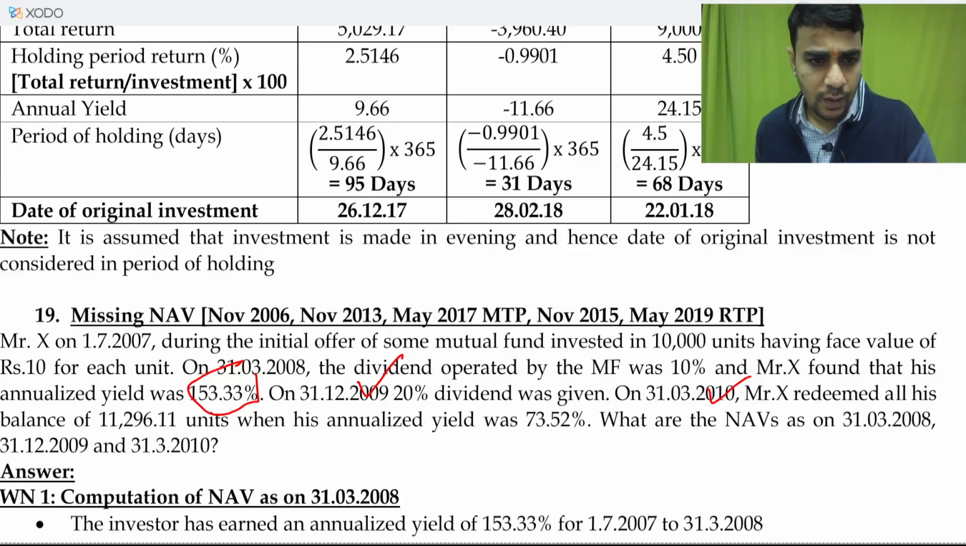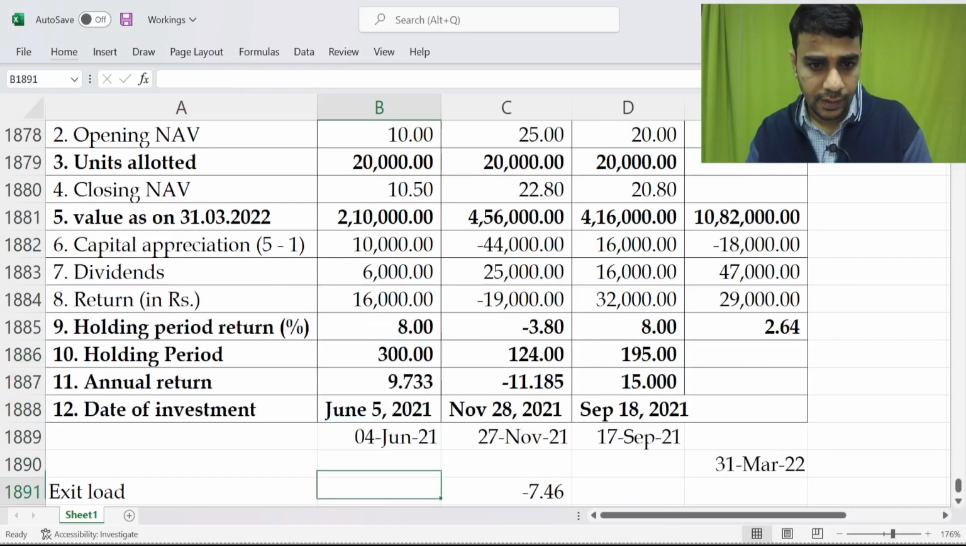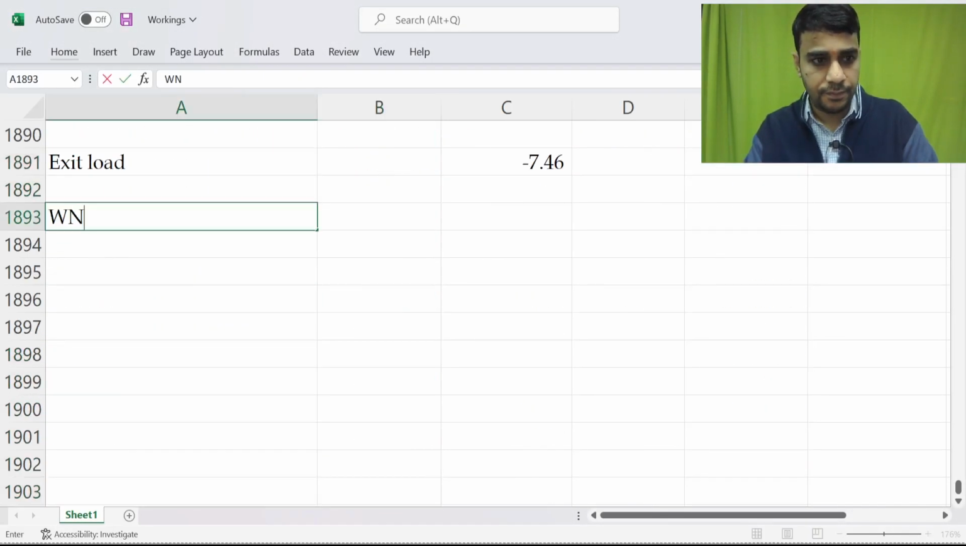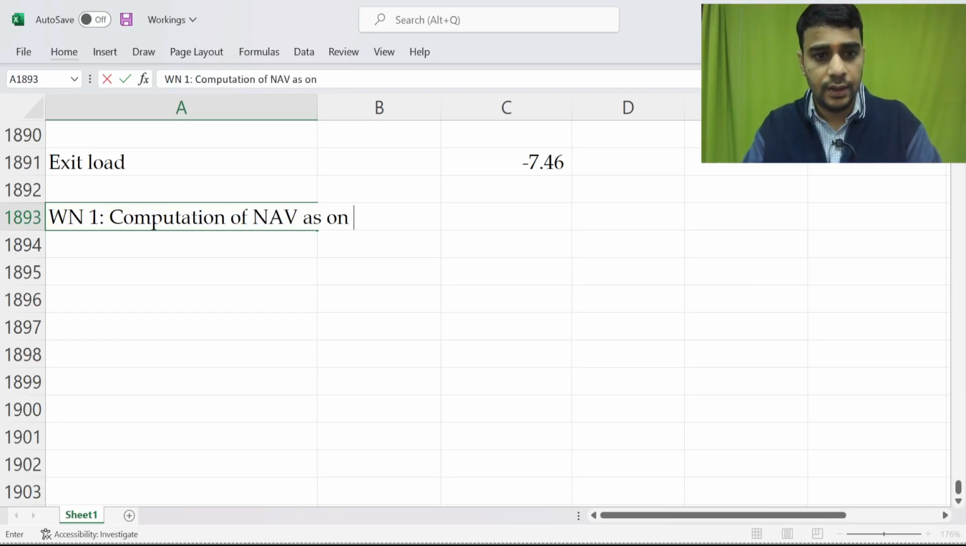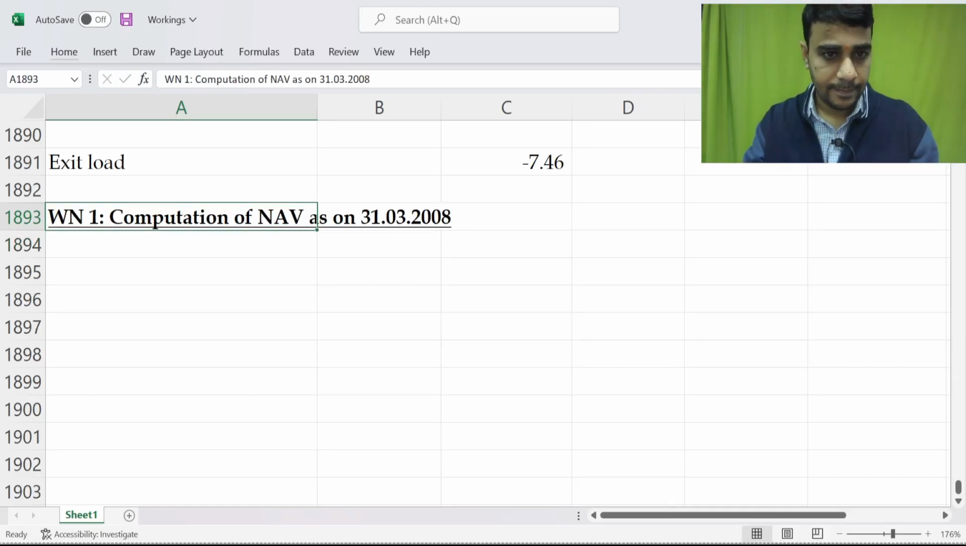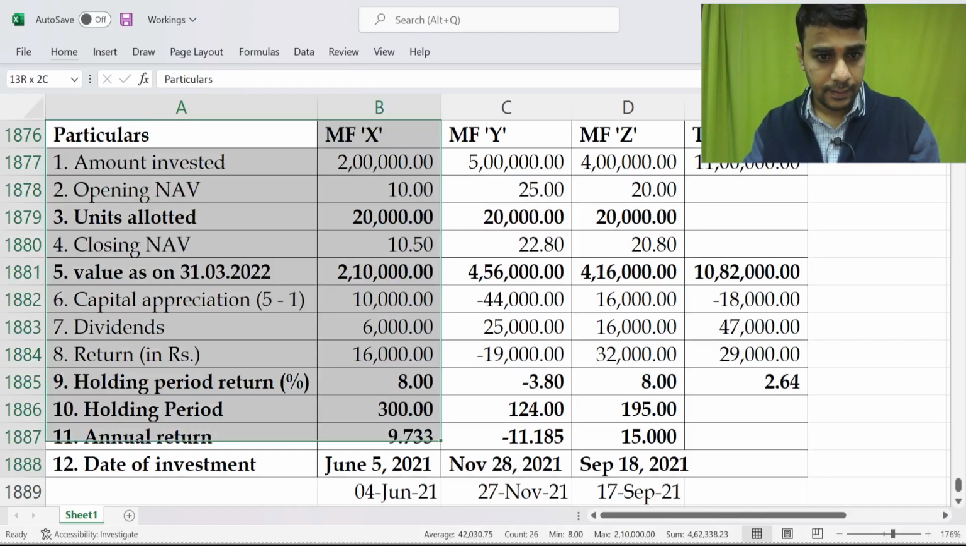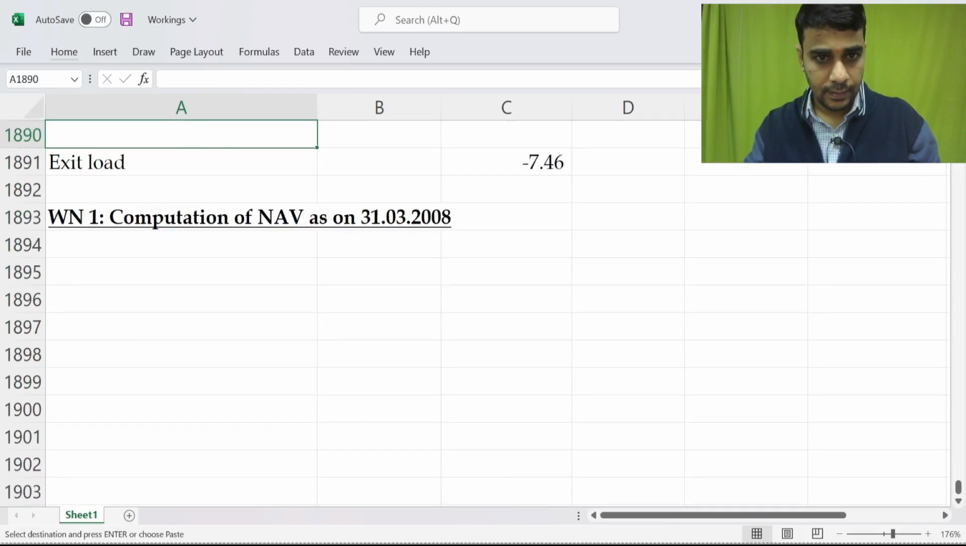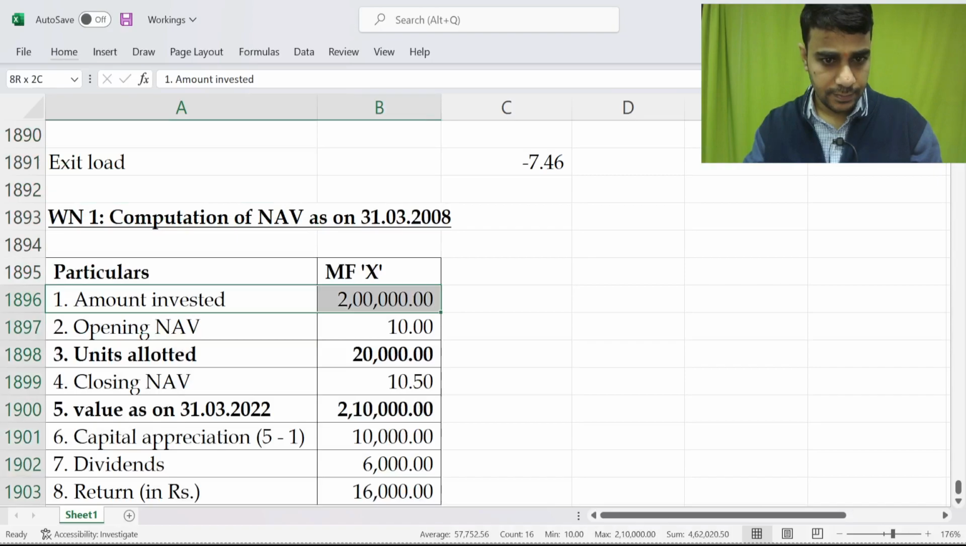Let's start. Working note 1. Computation of NAV as on 31/3/2008. Particulars and amount.